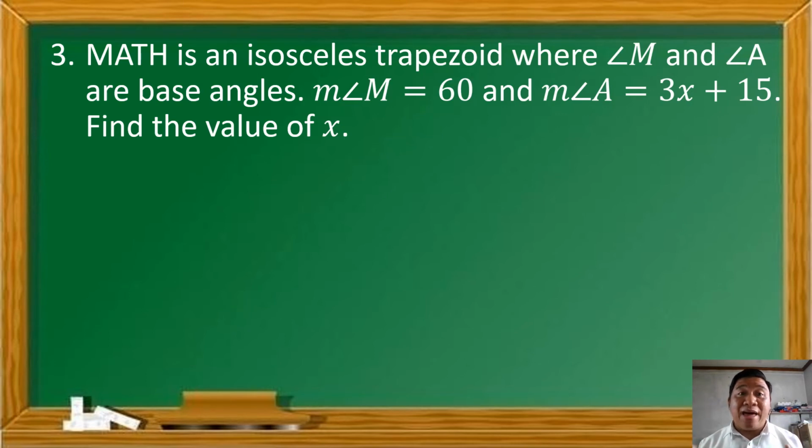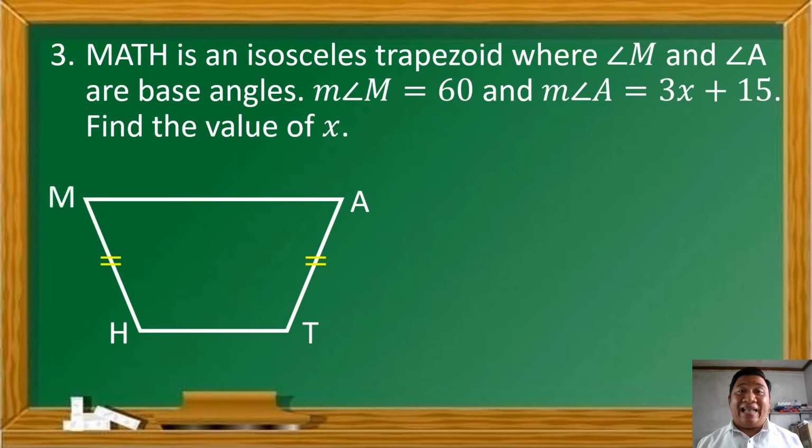Alright, so ang sabi sa problem that MATH is an isosceles trapezoid. Remember, isosceles trapezoid is a trapezoid whose legs are congruent. Alright, tapos itong isosceles trapezoid na to, meron daw siyang base angles na angle M and angle A. Alright, so ngayon, i-illustrate na natin si isosceles trapezoid MATH. So ayan, si ating isosceles trapezoid MATH. So kailangan ba nakabaligtad yung ating trapezoid? Hindi naman. Alright? Basta tama lang yung labeling natin. Okay? At syempre, dapat si angle M daw at si angle A ay base angles. Alright? So yun yung mga dapat nating i-consider.